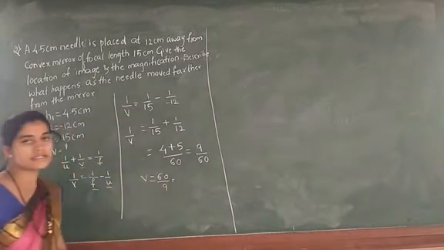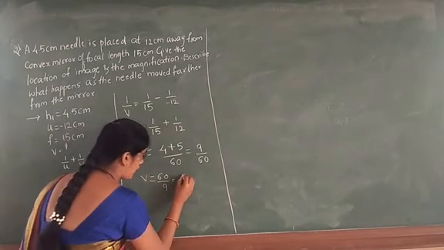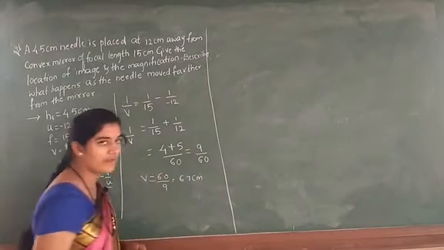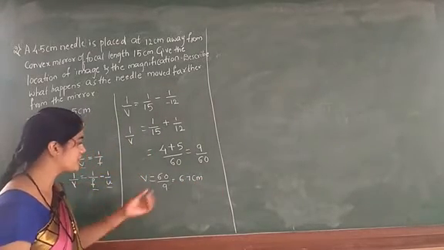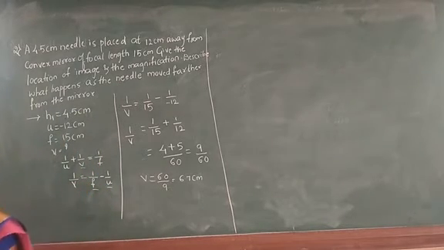V is equal to 60 by 9, which can also be written as 6.7 centimeter. The value of the image distance v is 6.7 centimeter. In the same way, the image of the needle is 6.7 centimeter away from the mirror, and we can also find the image size by the magnification formula.